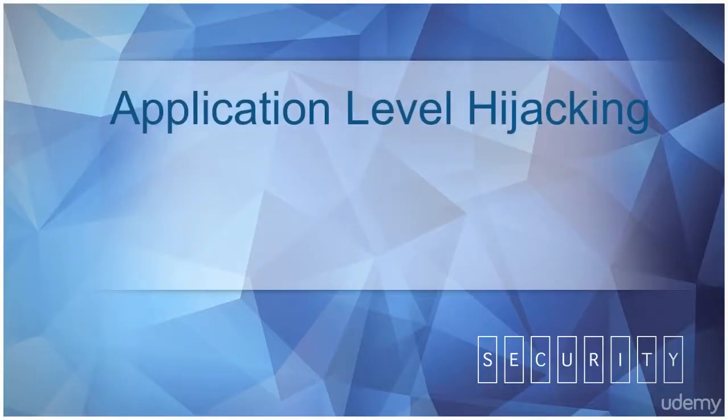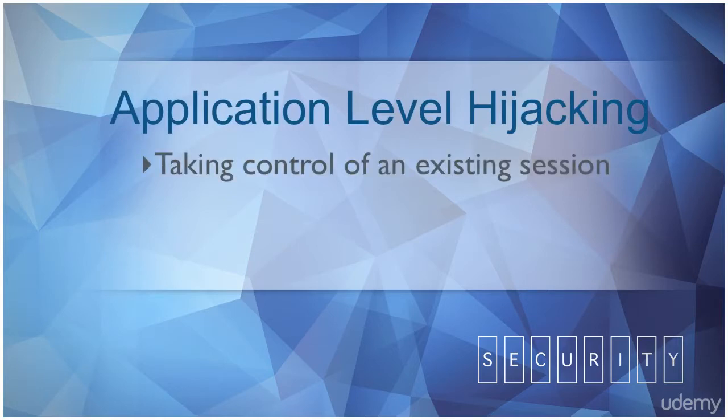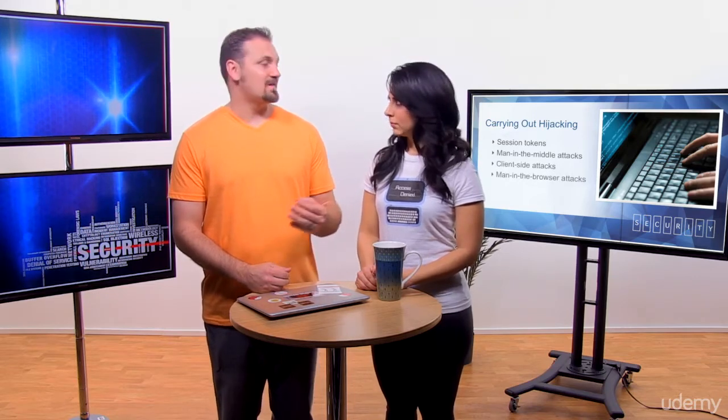Now, application-level hijacking involves either taking control of an existing session or perhaps even creating a new one. The attacker would use stolen or predicted session IDs to do so. Application-level hijacking normally happens with HTTP sessions. Now, these could be hijacked by getting the requisite session IDs. Application-level session hijacking can be carried out by predicting session tokens, man-in-the-middle attacks, client-side attacks, man-in-the-browser attacks, and session sniffing.